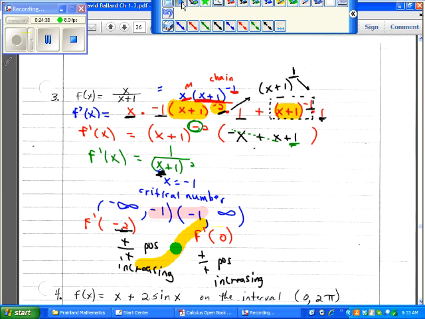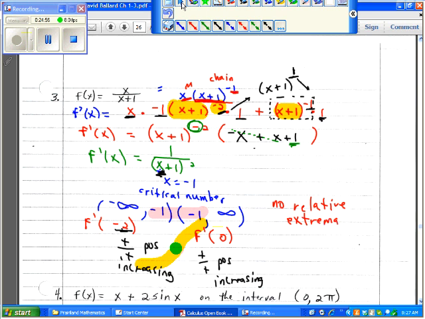Now, on a test, we would want you to go through this and talk about increasing, and then we would want you to say there is no relative extrema. No relative extrema. Okay. Any questions on number 3?